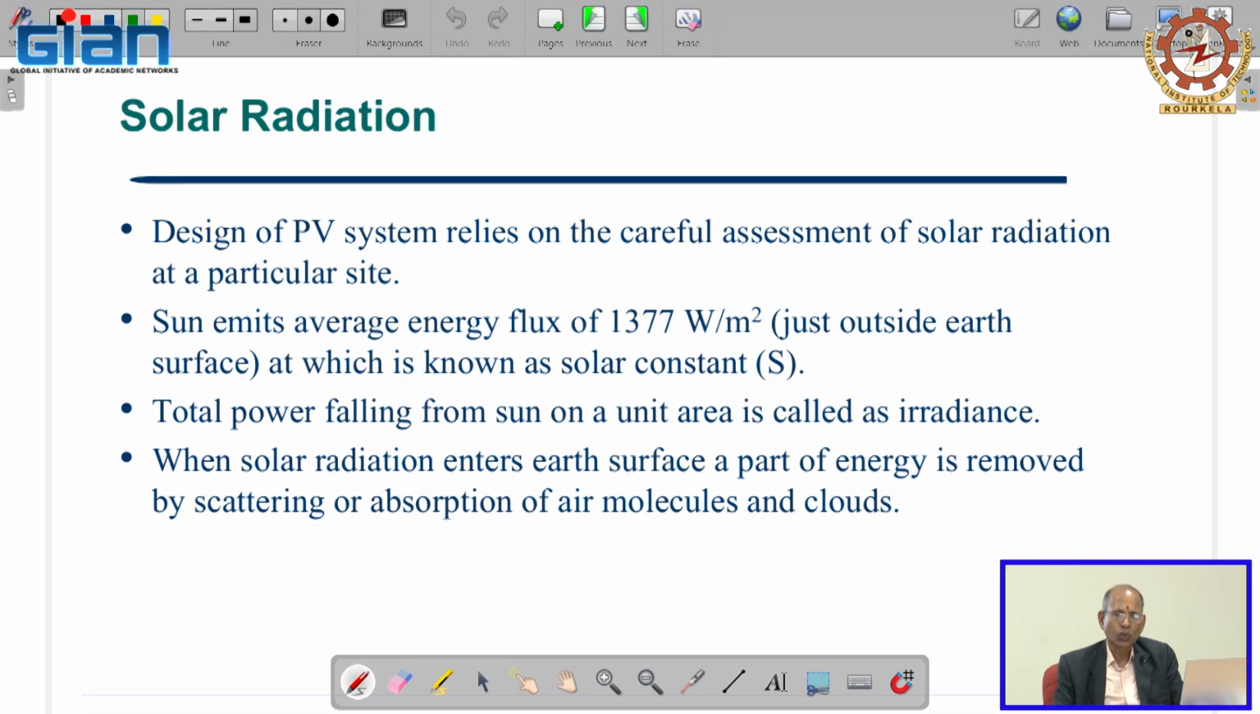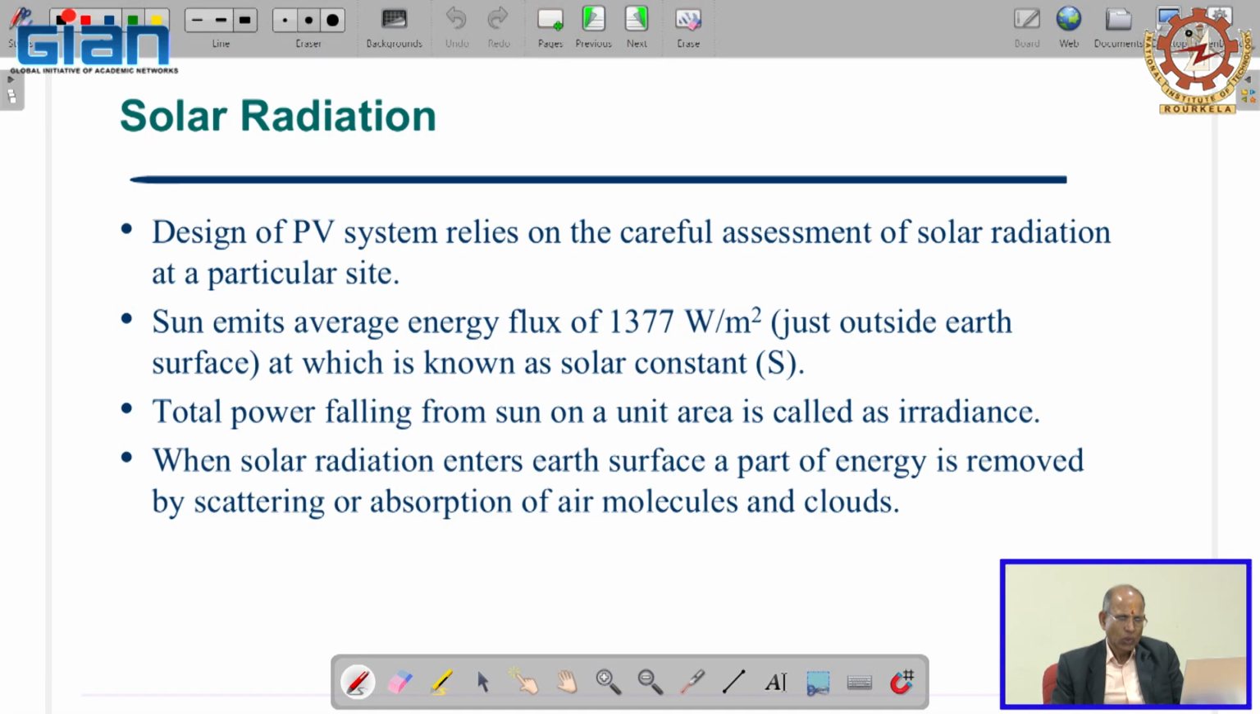The sun emits an average energy flux of 1377 watts per meter square just outside the Earth's surface. Please try to understand some of the technical terms. Total power falling from the sun on a unit area is called the irradiance. Some of the names, like irradiance, radiance, sun rays, are all similar terms.